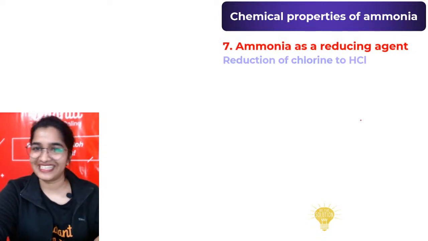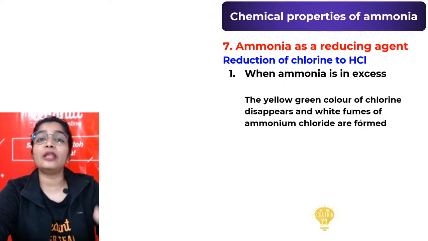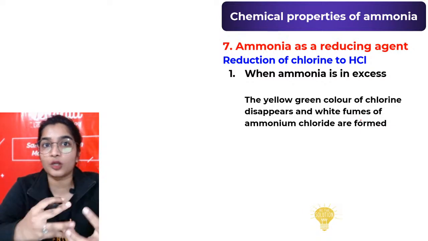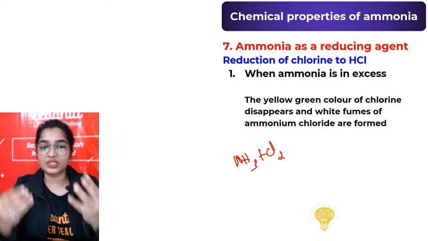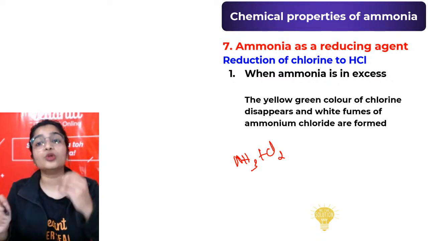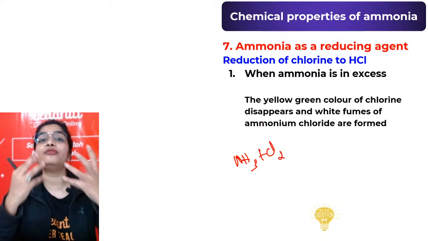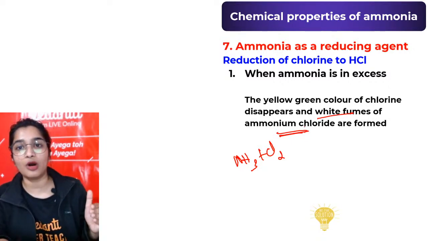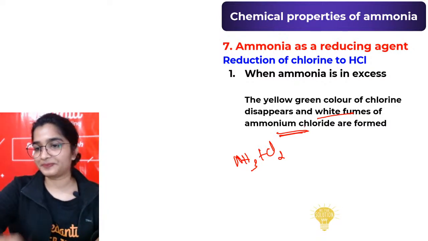Okay? Now when ammonia is in excess, the yellow green color of chlorine disappears, because here we have chlorine, right? The reaction is basically NH3 plus Cl2. This is the observation which is visible to our eyes, because what is happening inside we don't know. So basically chlorine just disappears and there will be formation of ammonium chloride, that is, white fumes of ammonium chloride will be formed when there is reduction of chlorine to HCl.